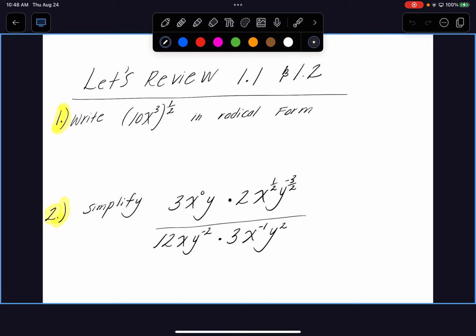Okay, so if you wanted to write them in your notes, you could. We're going to go quick because really this is just like, hey, let's look again at this. So from 1.1 and 1.2, we're going to be asked on the test exactly like this: write something like this in radical form. I'm not saying it'll be this exact problem, obviously not, but the question will be the same. Write something in radical form.